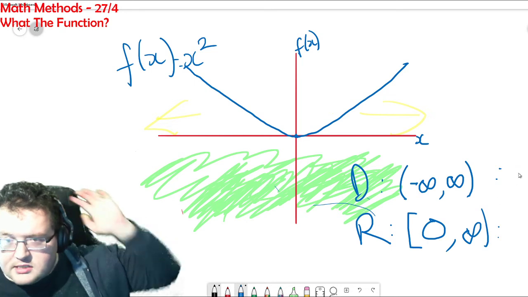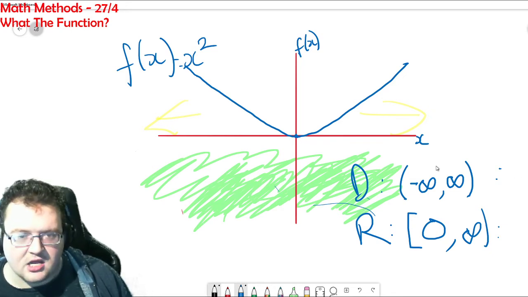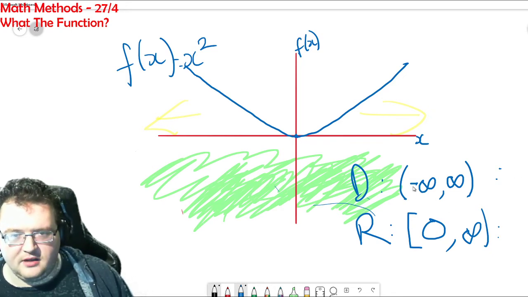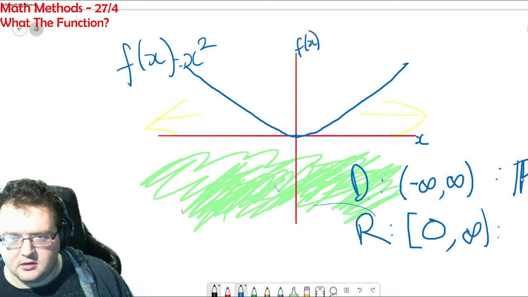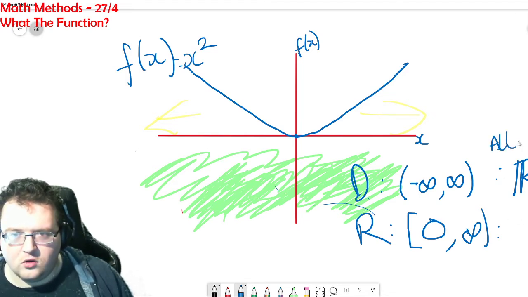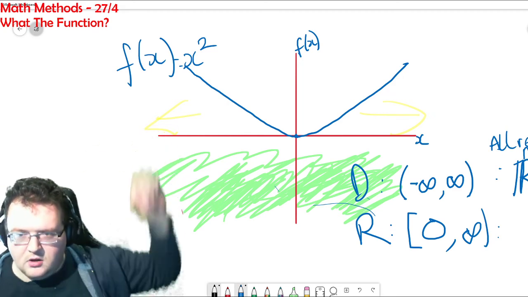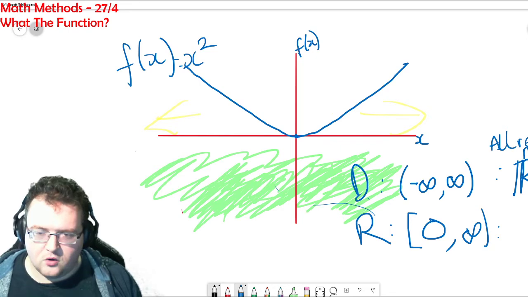Now, sometimes what you might see is you might see these symbols used instead of, for example, negative infinity to infinity. You might just see this weird R with 2 backbones. And that simply means all real numbers. If it's possible, it exists. All right? It'll be on the recording, Ali, don't worry.